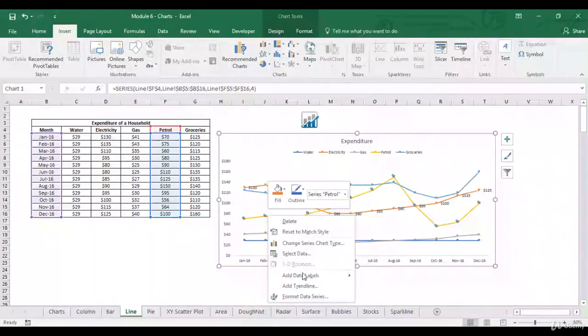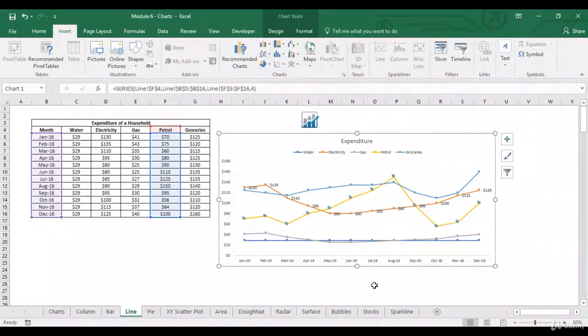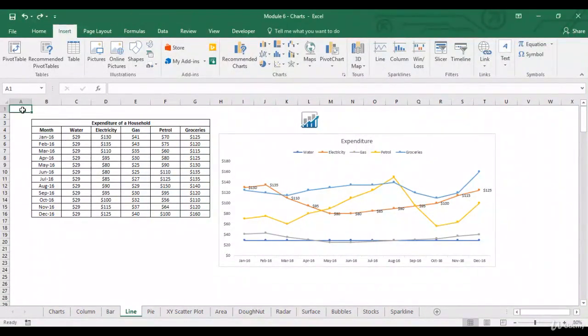If I do an add callout, let's see. What the add callout does is for each and every value, it will also show me which month that value is belonging to. But that is just too much of data and it just populates my plotting area and just makes a mess of my chart. So I'll just do a control Z. So now with the line chart done, we'll close this session over here, and in the next session we'll discuss the remaining types of charts.